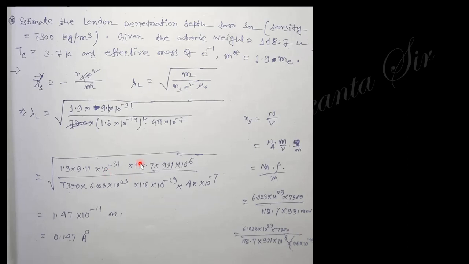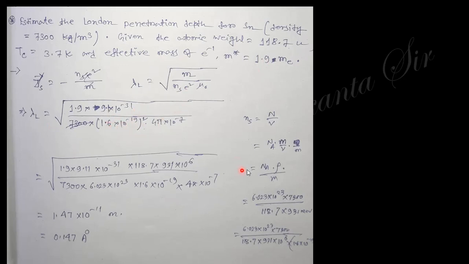Next, there is a problem which was asked in 2021, I think. Given here, the London penetration depth is given like that, the atomic weight is 118.7 u, the critical temperature Tc is 3.7 Kelvin, and the effective mass of the electron is 1.9 m_e, where m_e is the rest mass of the electron. So in the penetration depth formula, m is written here as 1.9 times 9.1 times 10 to the power minus 31 kg.